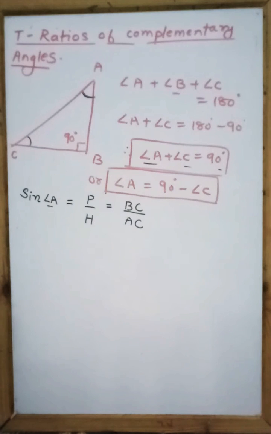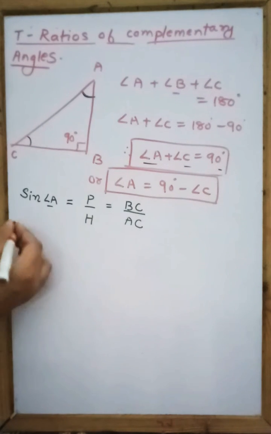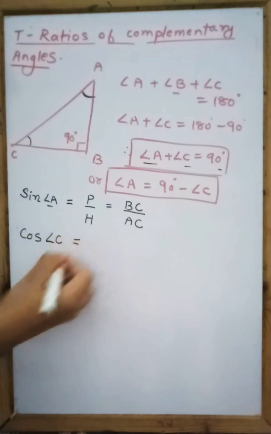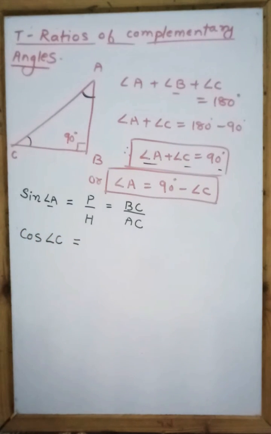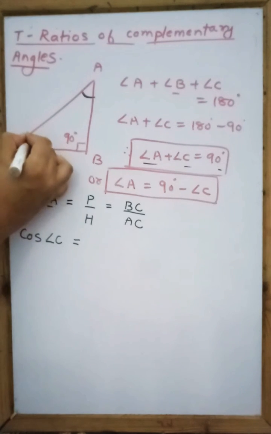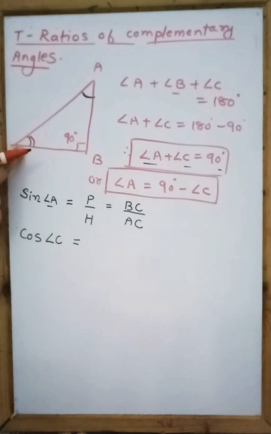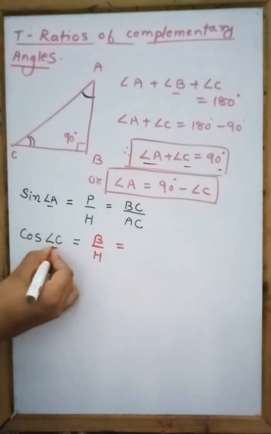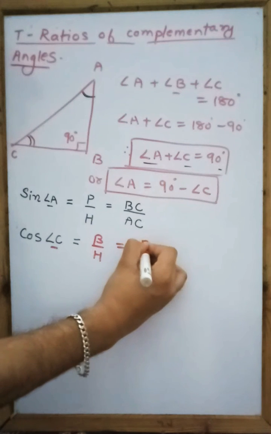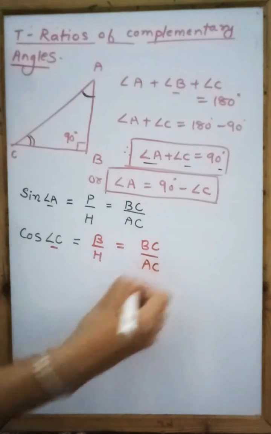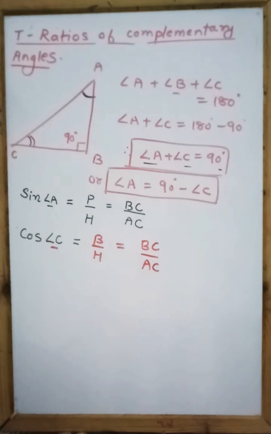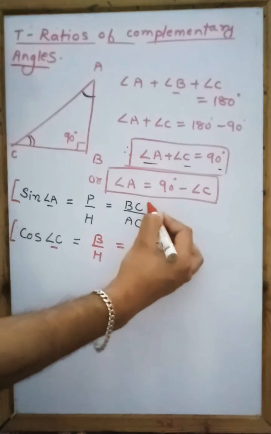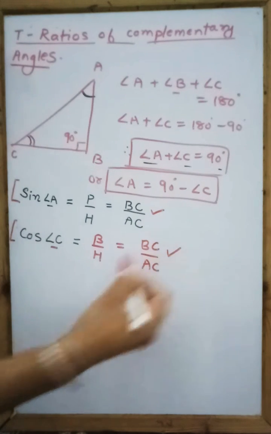Now if I ask you what is the value of cos C, the cos of this angle C? The formula for cos is base upon hypotenuse. And for angle C, the base is again BC over AC. So what do you see? Dear children, you see that sine of A and cos of C are equal: BC by AC, and this is also BC by AC.